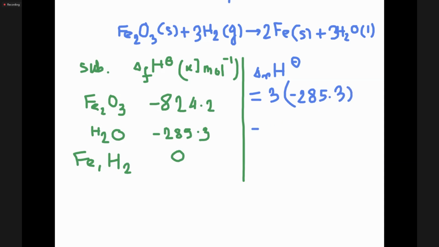Minus that of the value of the reactants. So in the case of the reactants, we have 1 mole of Fe2O3 multiplied by its molar enthalpy of formation, which is minus 824.2. If we solve this equation, we will get the ΔrH°, we will put a subscript over here. ΔrH1° will be minus 33.3 kilojoule per mole.